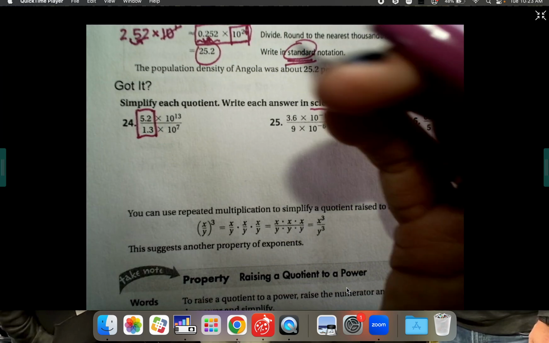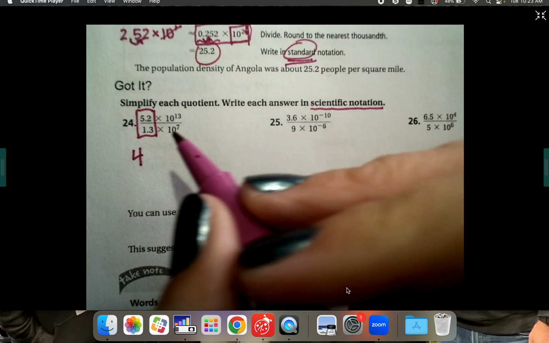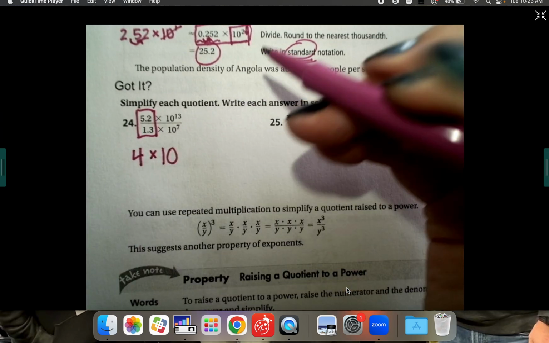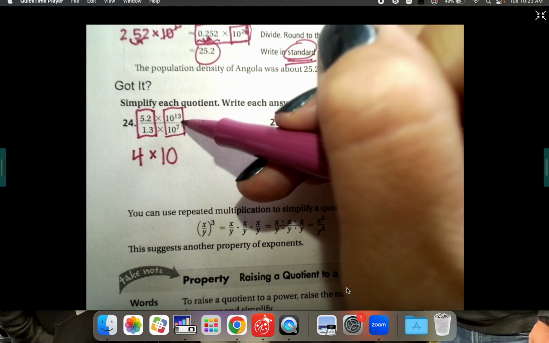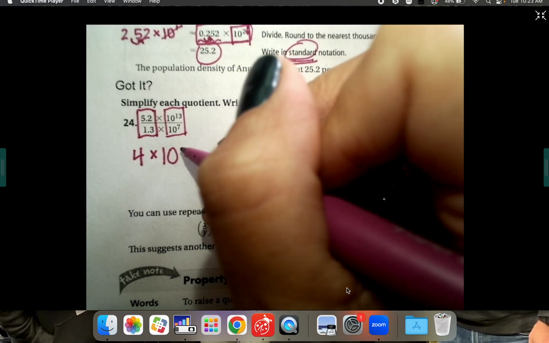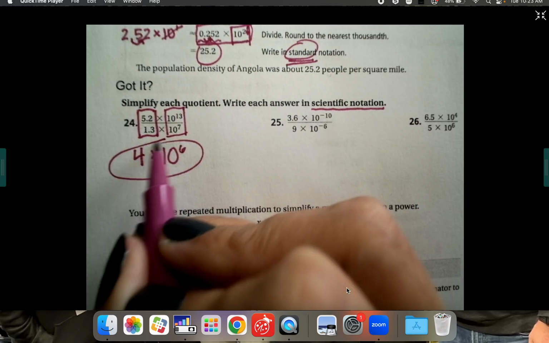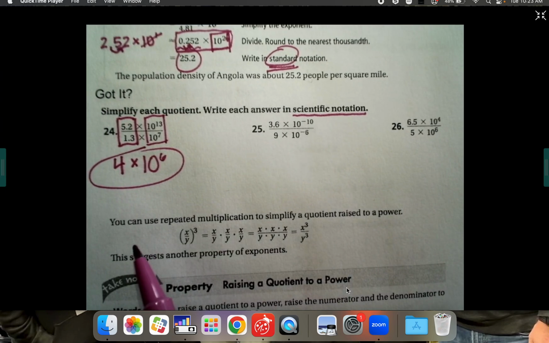Came out exact. And I love it because 4 is already in scientific notation because it's between 1 and 10. Times 10 to the power of, remember, since the bases are the same, we are going to subtract their exponents. So 13 minus 7 is 6. So there you go. 4 times 10 to the 6th. Done. All right, if you think you got it, maybe pause the video and try 25 and 26.